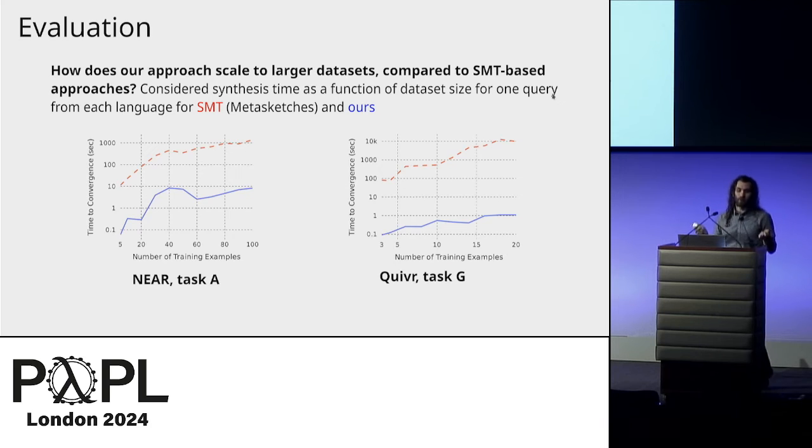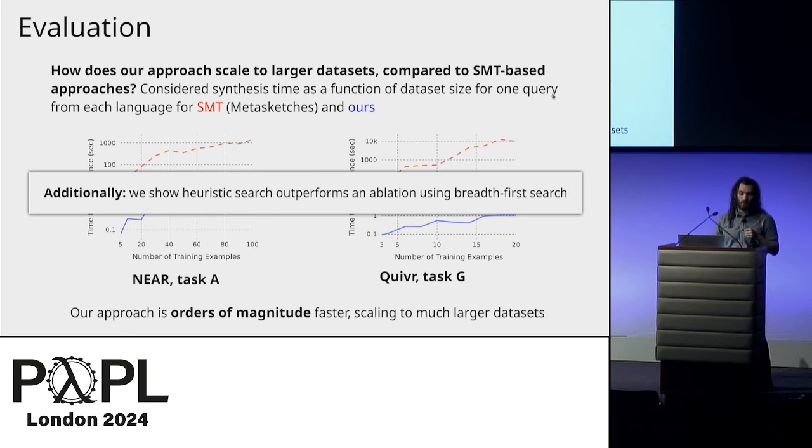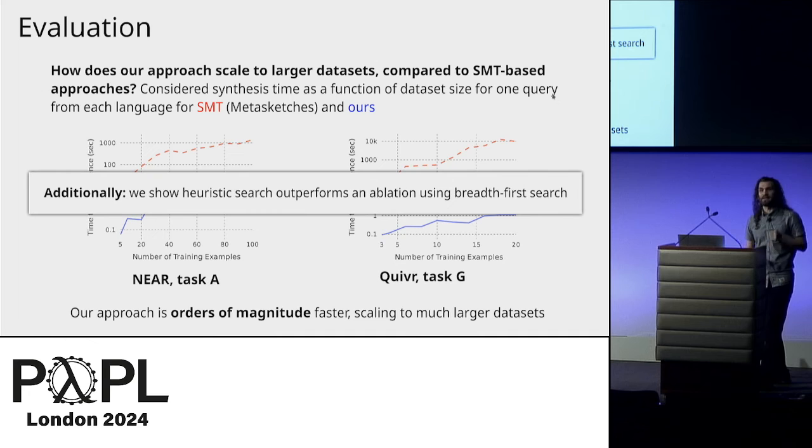We compare our approach to the SMT-based approaches, as in metasketches. We consider how the time it takes to find the optimal program changes as a function of data set size. These plots are log, our approach is in blue. As you can see, we do several orders of magnitude better than those approaches. We also consider the ablation, where we use breadth-first search instead of a heuristic, and find that the heuristic search is indeed important.